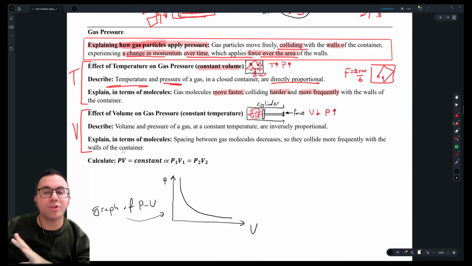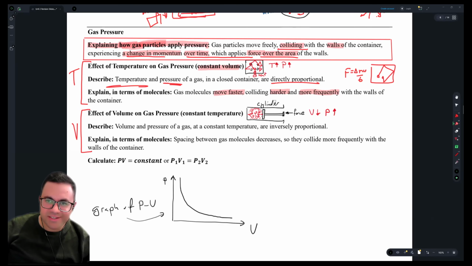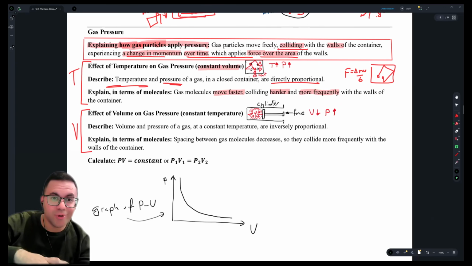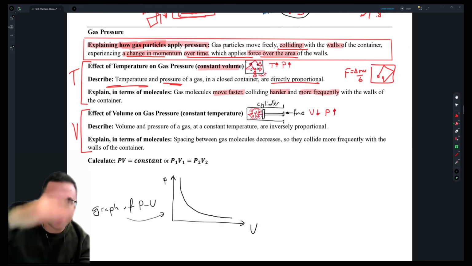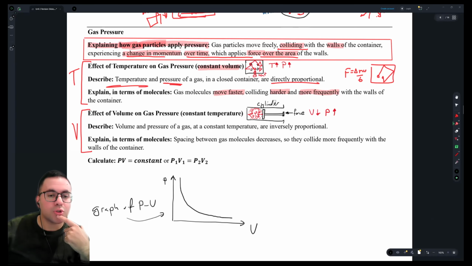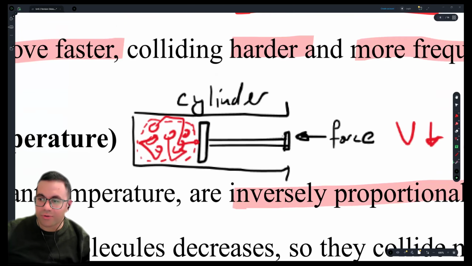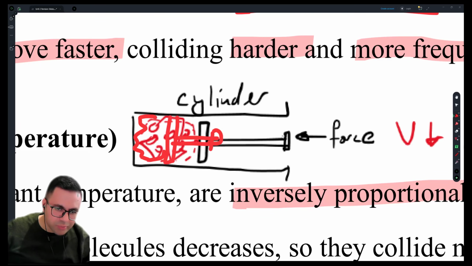However, what if I don't change the temperature? What if I compress the gas? You can do that by putting a gas in a cylinder or in a balloon. If you sit on a balloon, that's an act of decreasing the volume of the gas. So volume and pressure are inversely proportional, meaning if you take a look at this cylinder again, and you start compressing the gas, you push this piston in, you decrease the volume, you trap the molecules in a smaller space.